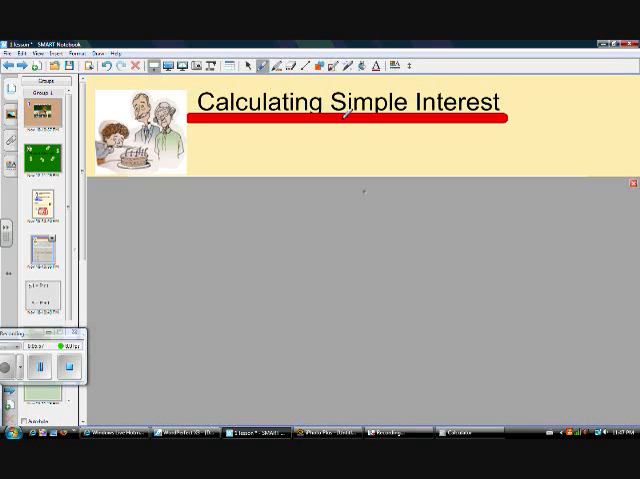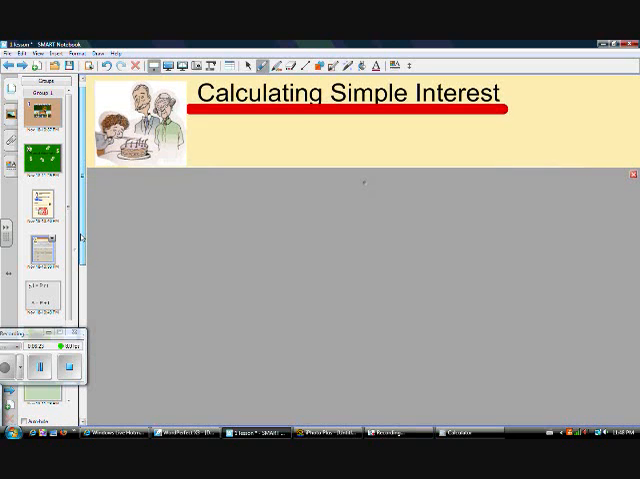Now, simple interest means that I'm going to pay for the use of your money, but I'm going to give you a check for it, or I'm going to give it to you so it's not being reinvested. So simple interest is money that you're getting when something hasn't been reinvested.